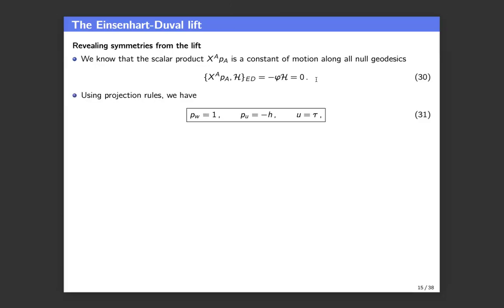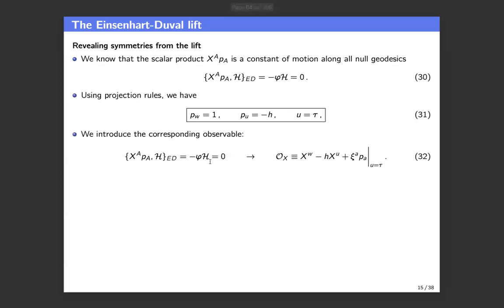Let me just recall the projection rule that we use. If you do this, what you obtain for an observable associated to vector field X is something like this. Here, the point is that you have a PW, but PW is 1. Here you have a PU, but PU is minus H, and this is why you get this.